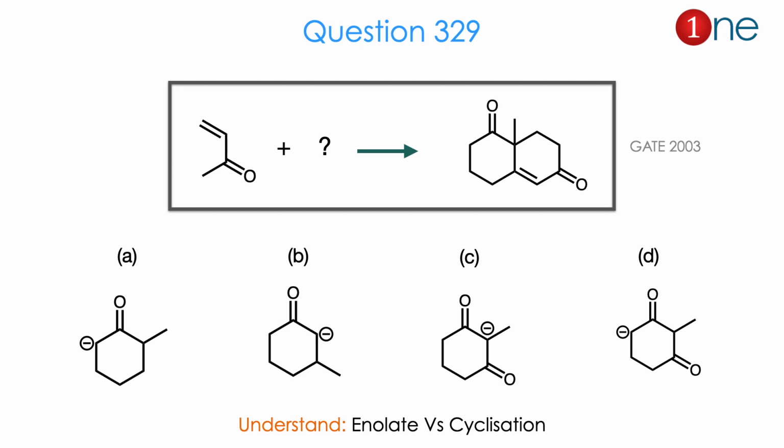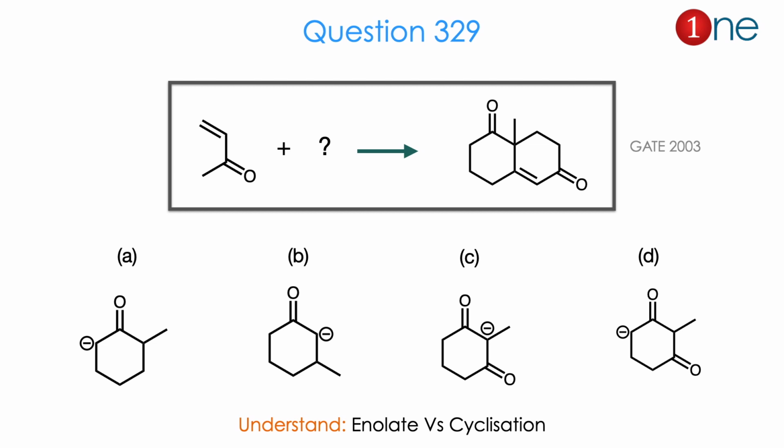Then let us look at the next question. They give a conjugated ketone plus a reactant, which is in the question, and they give the product, which is a cyclized one. They ask you to guess the enolate there. The enolate formations are given. 4 different enolates are given.